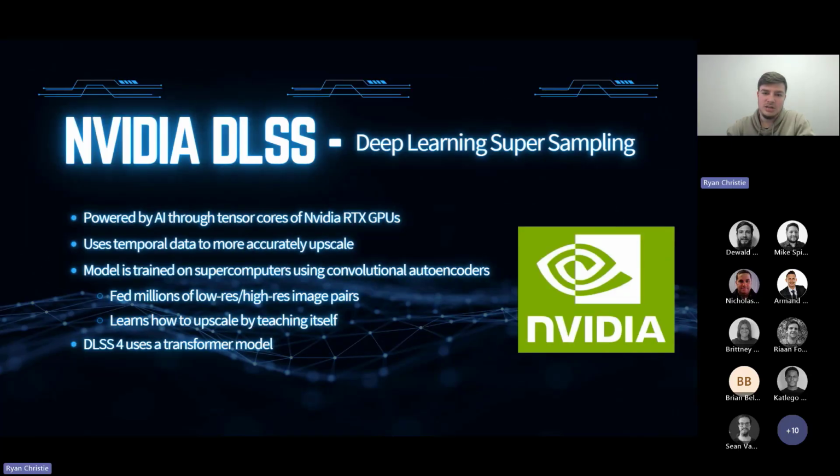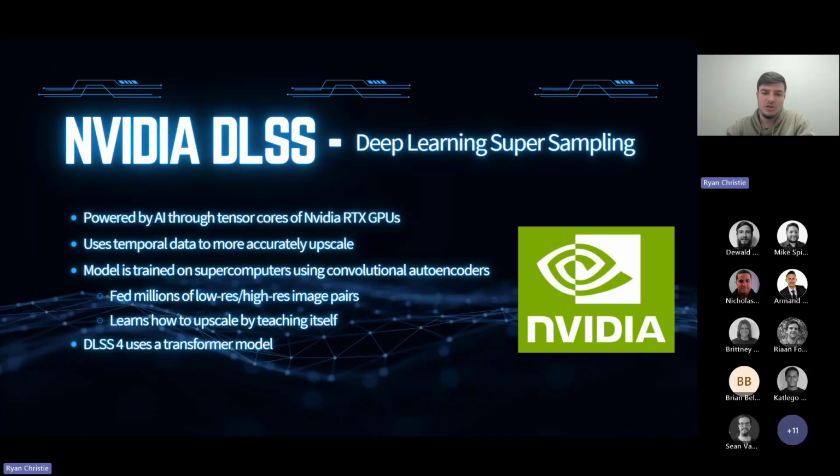So NVIDIA DLSS, or Deep Learning Supersampling. It uses NVIDIA's AI cores in their RTX graphics cards, called tensor cores. And that means this technology is only accessible on an RTX graphics card. The upscaling uses temporal data to more accurately upscale, which means it uses past frames as well to try and generate a more accurate image.